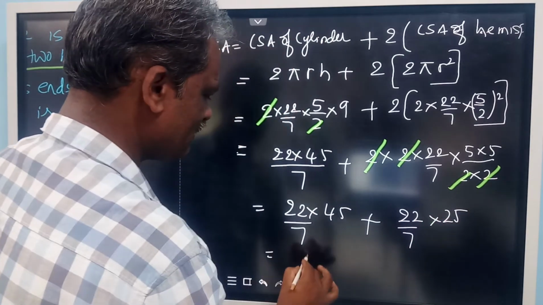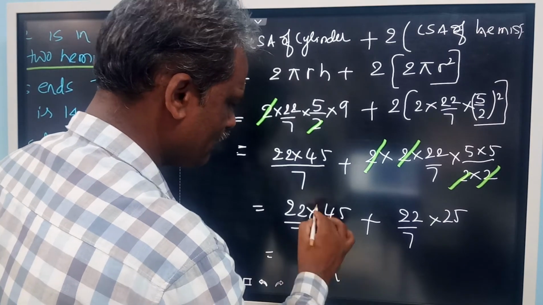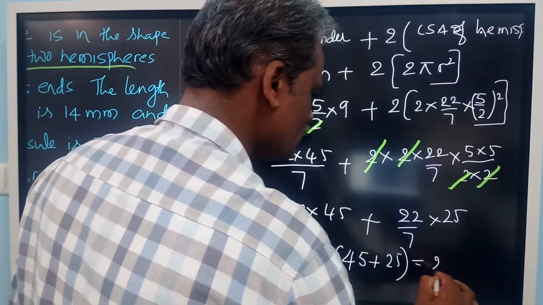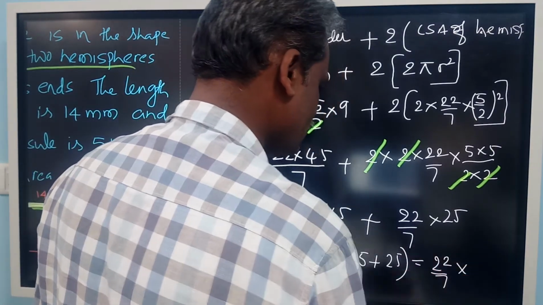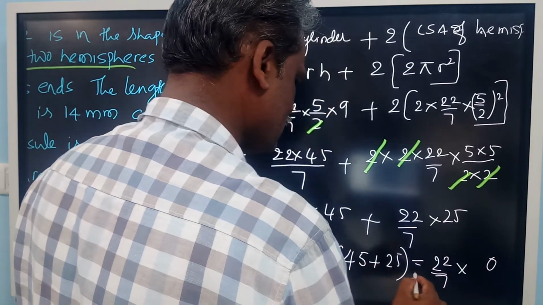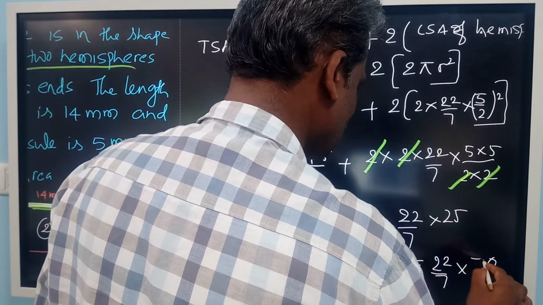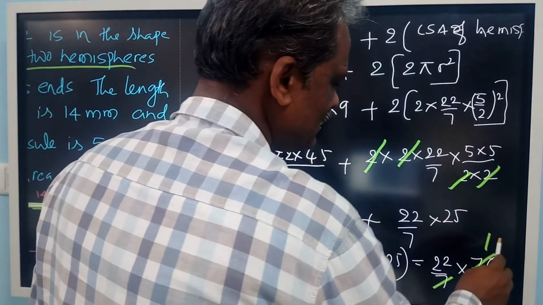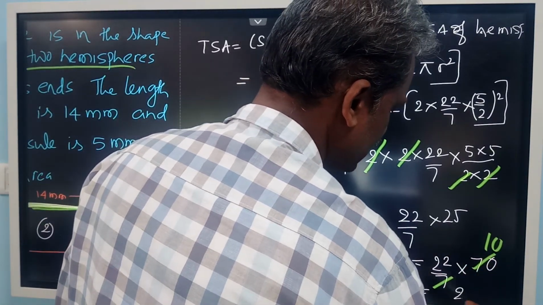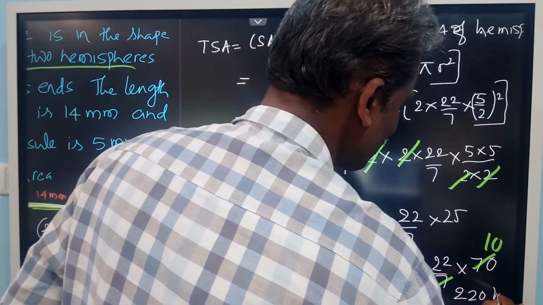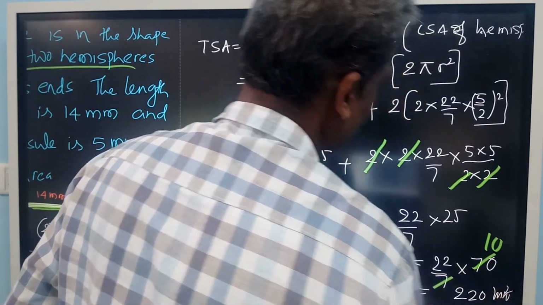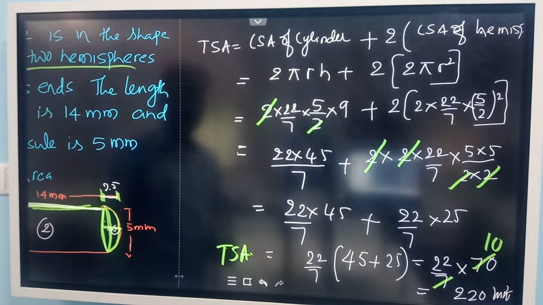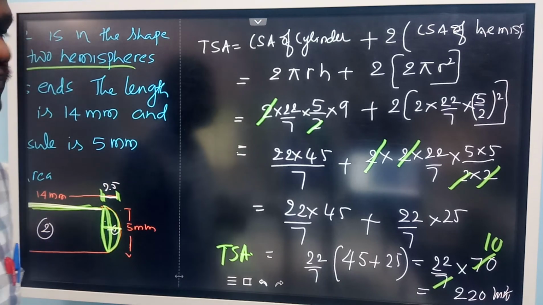Take common 22 by 7, with 45 and 25 inside. It gives you 22 by 7 into 70, and 7 tens are 220. So it is 220 millimeter square. That is the total surface area. Total surface area of this solid is 220 millimeter square.